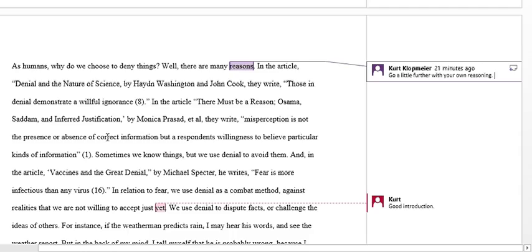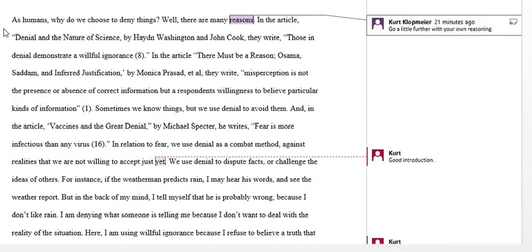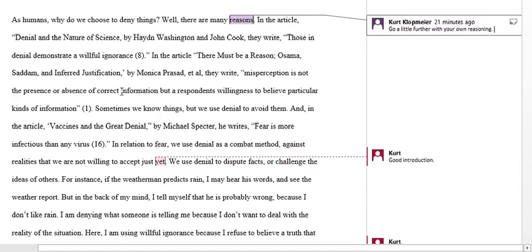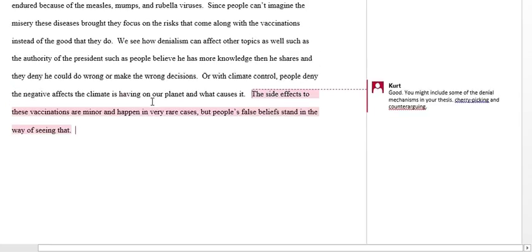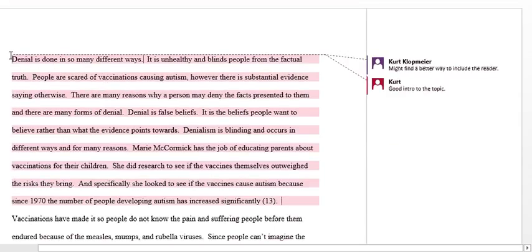Cool. So I want to look at a couple examples of body paragraphs that I think are doing okay, but could do better. So, for instance, let's start at the first one. If it moves up, which it will eventually. Right. So, here, this topic sentence says, denial is done in so many different ways. I think this could bring in the reader a little bit more. It seems a little vague, and I'm not sure exactly what ways they're talking about.